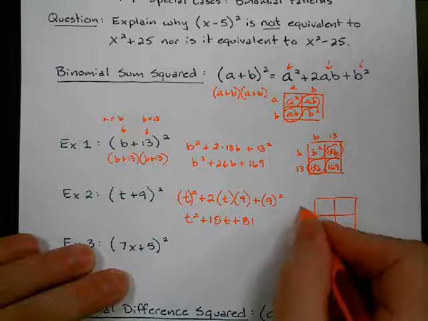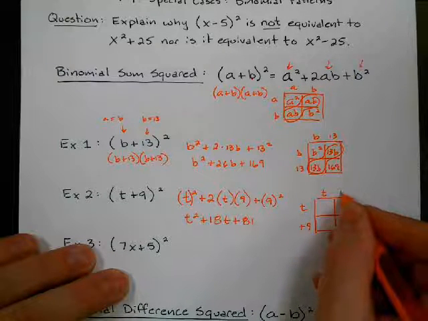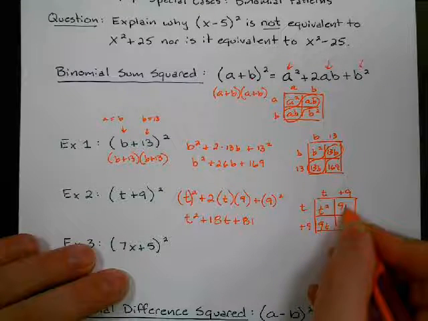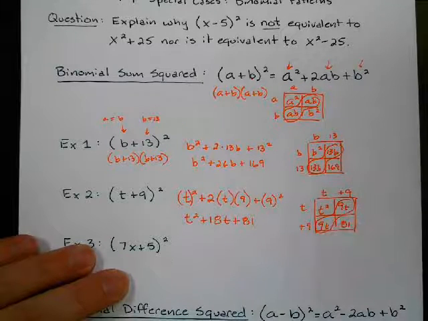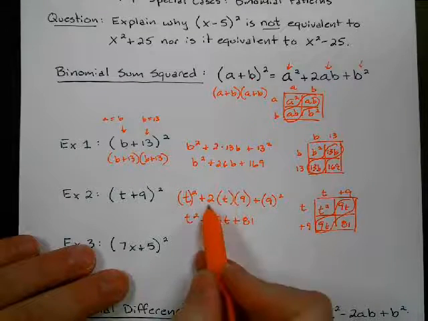So if I did the area model, t plus 9 and t plus 9, we get t squared, 9t, 9t, 81. And here's our two 9t's that make the 18t that goes in the middle. This is why it's 2 times t plus 9.